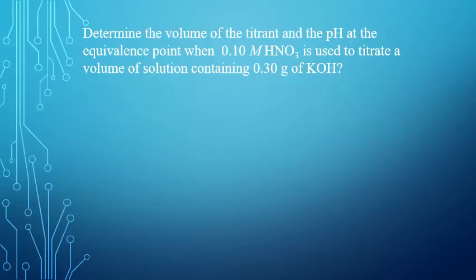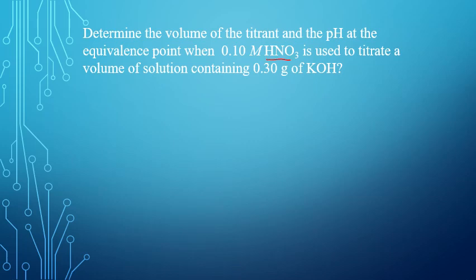So let's now look at an example problem. Determine the volume of the titrant and the pH at the equivalence point when 0.1 molar HNO3 is used to titrate a volume of a solution containing 0.3 grams of KOH. As we begin, the first thing I want you guys to do is identify your titrant and your analyte and determine whether they are a strong or weak acid or base.